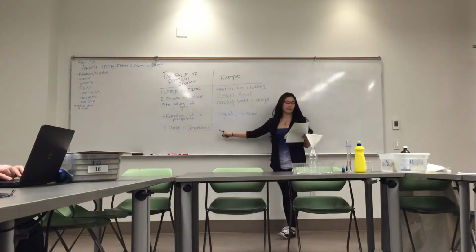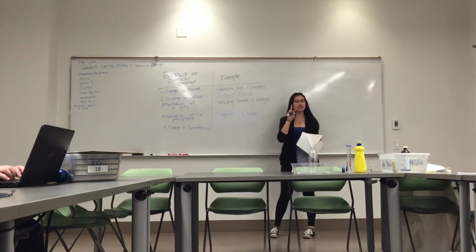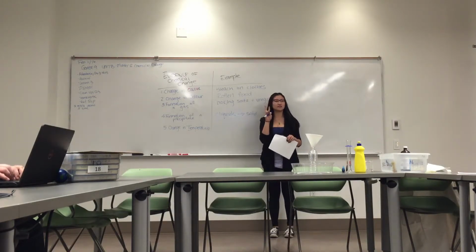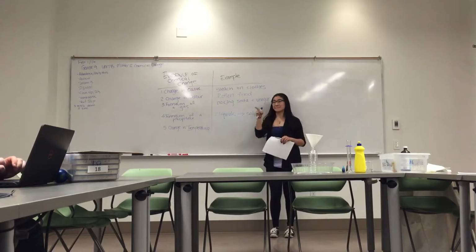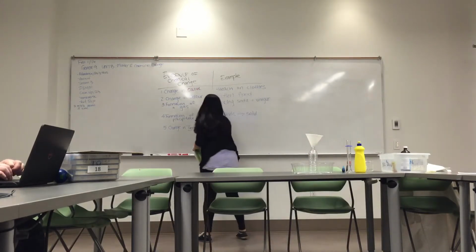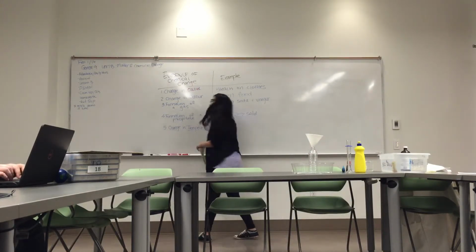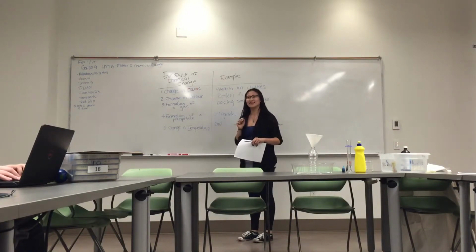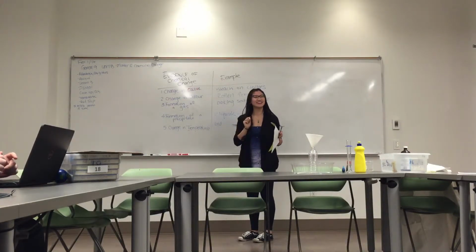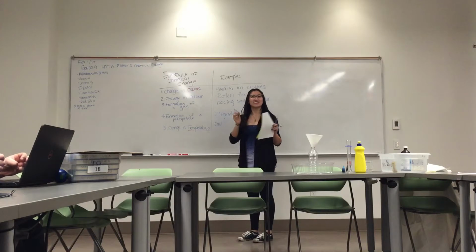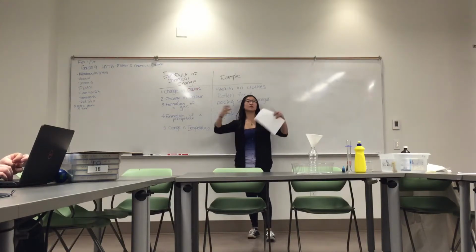And then change in temperature. There's two types of change in temperature. Can anyone tell or have an idea of what it is? There's two types. Is that endothermic and exothermic? Exactly. And what is endothermic? When it gets colder. Yes, when it absorbs heat. So that substance absorbs heat.